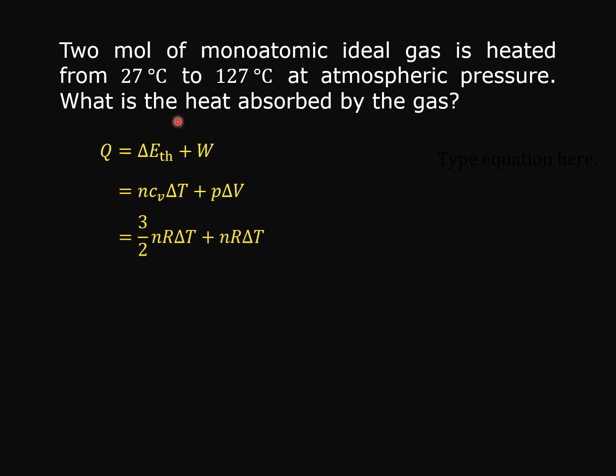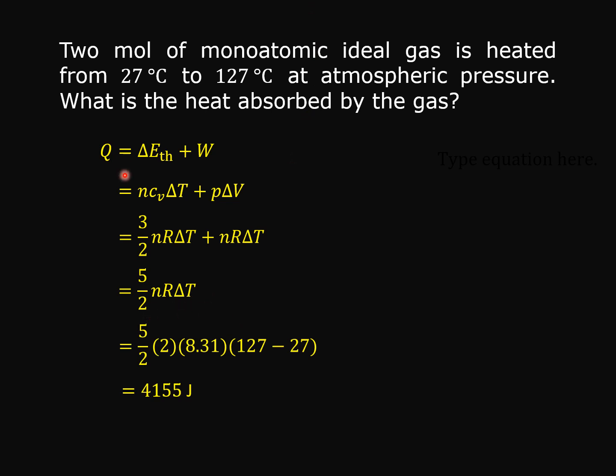The reason we need to make this change is that the delta V, the change of volume, is not given in the question, but we have the change of temperature. That's why we need to express P delta V in the form of nR delta T. Now, because these two terms are both in terms of nR delta T, we can add them up to get 5/2 nR delta T.